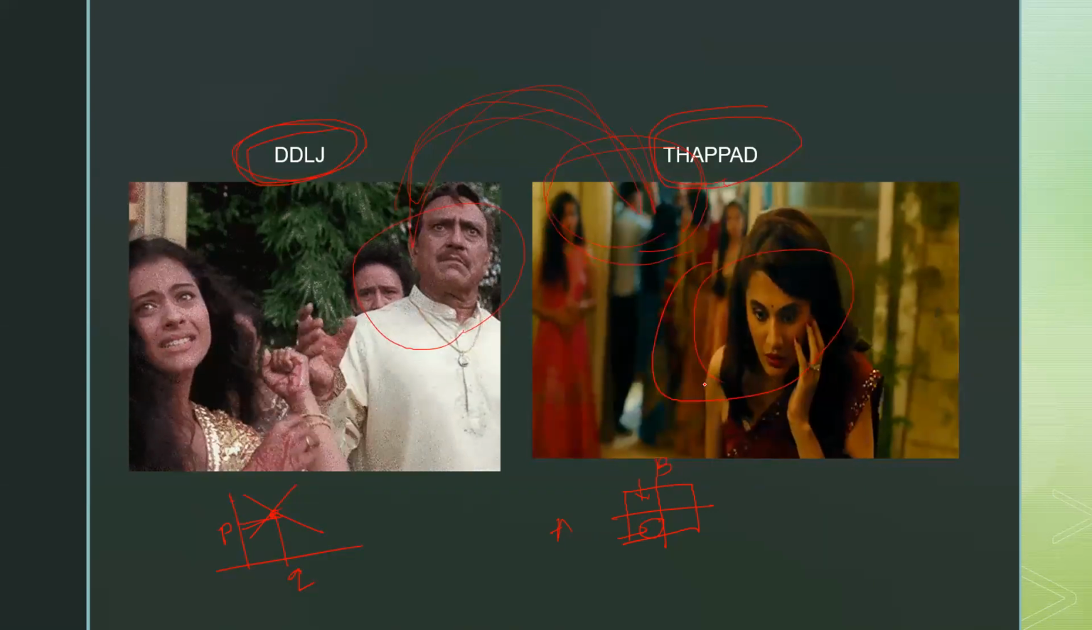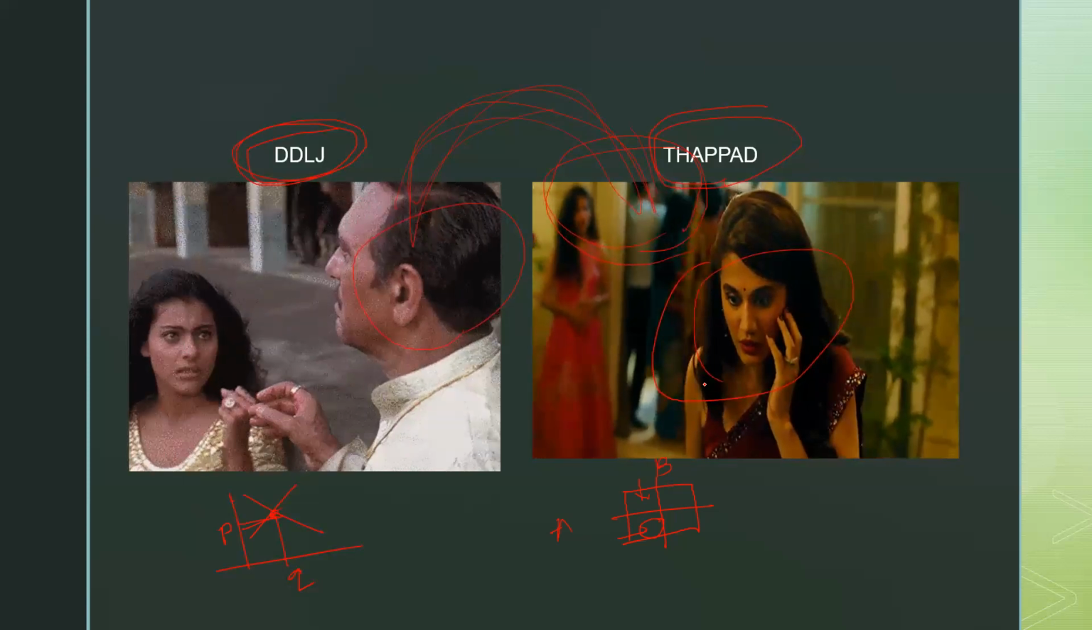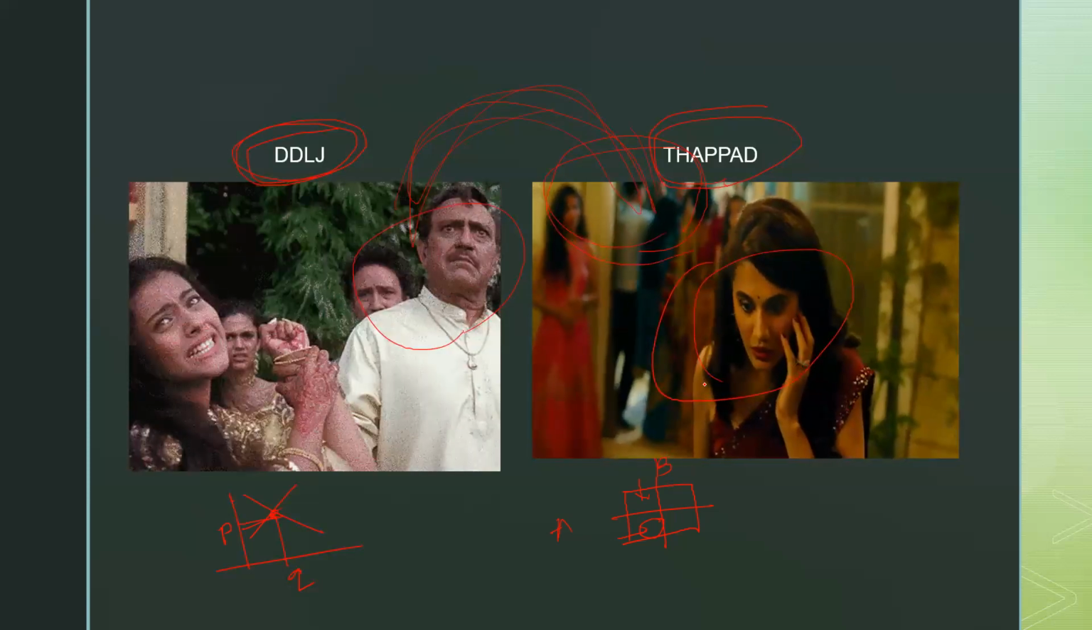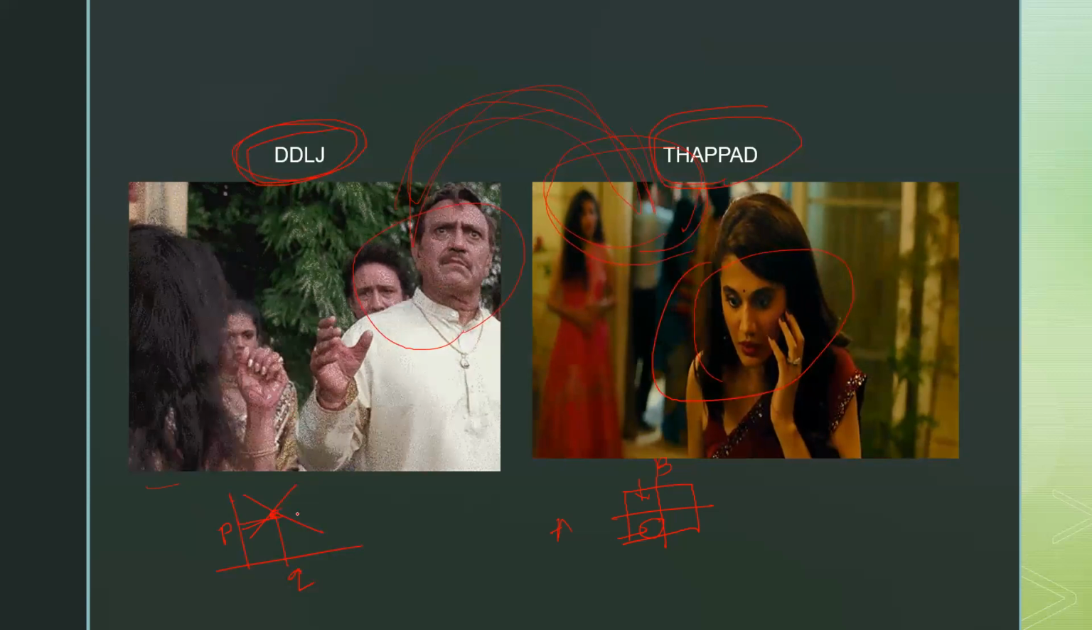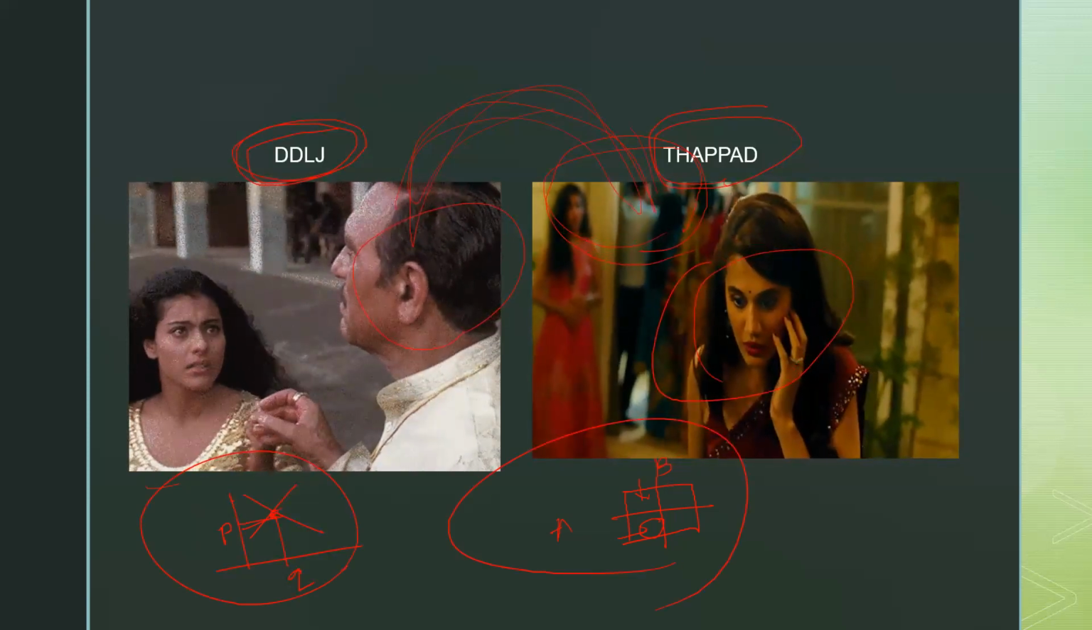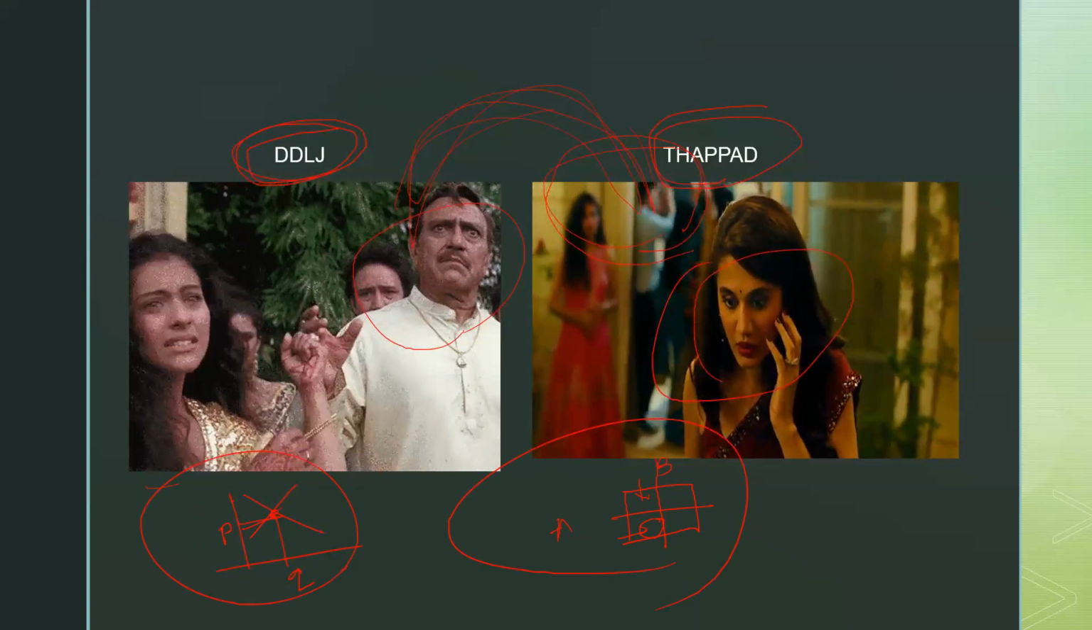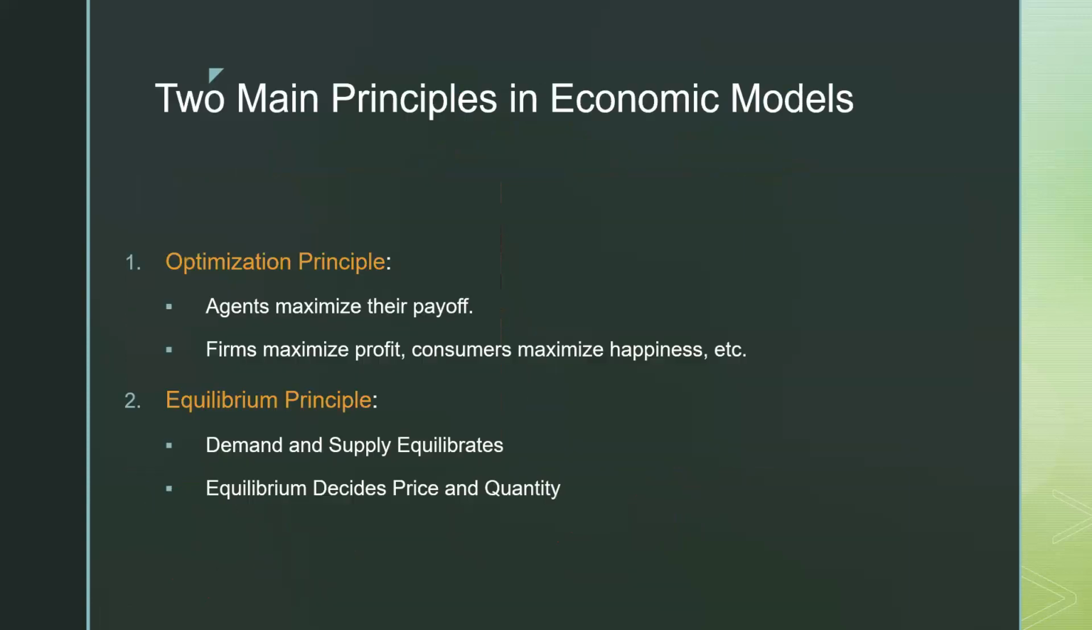I just related this to the movies, how movies have a specific objective. Similarly, models also have their own objectives. Okay, so now let's go back to our economics. In economics, always remember that there are two main principles in economic models.